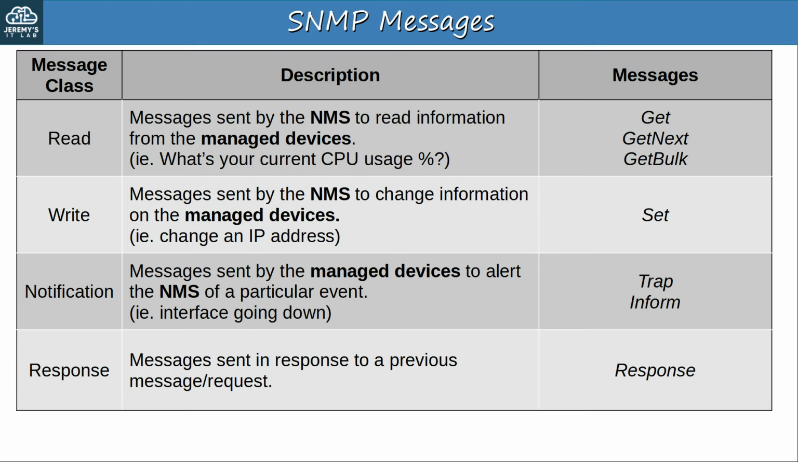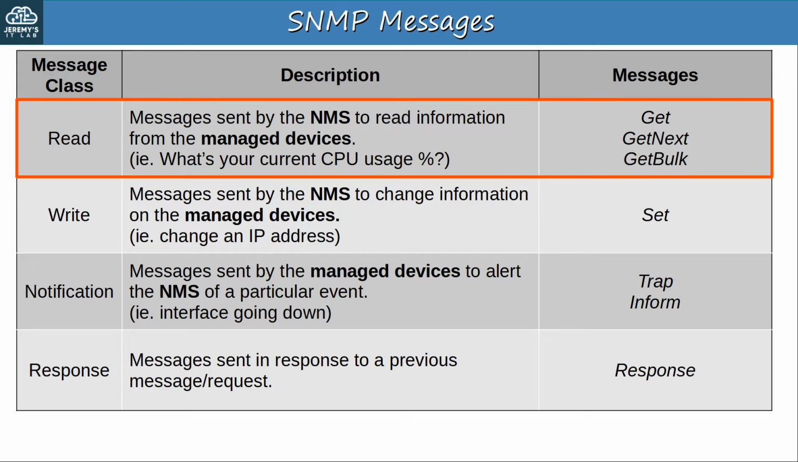Now let's look at the SNMP message types. In this chart, I've listed the 4 message classes: read, write, notification, and response. I've also given a description of each class, and then listed the actual SNMP messages in each class. First, let's take a look at the read message class. These messages are sent by the NMS to read information from the managed devices. I already showed a few examples before, like when server 1 asks switch 1 what its hostname is.